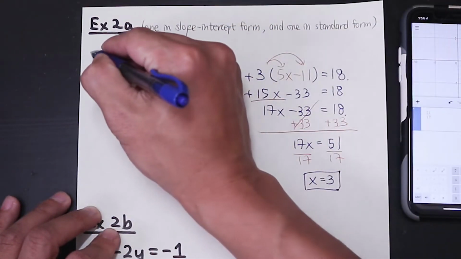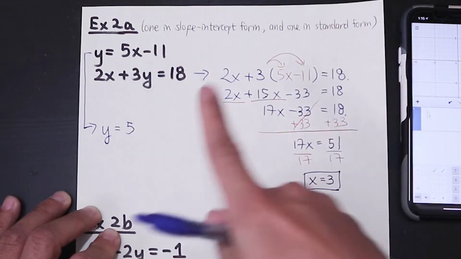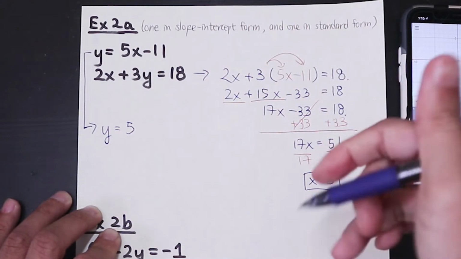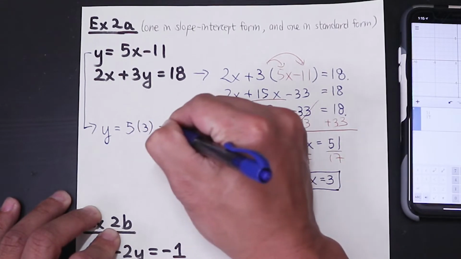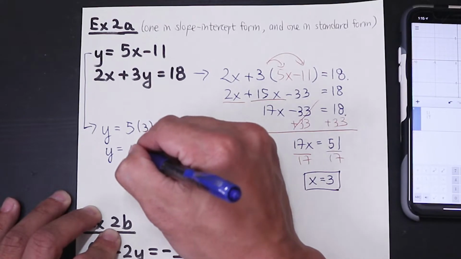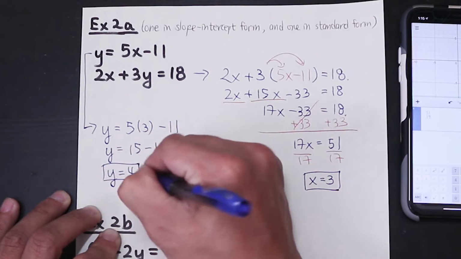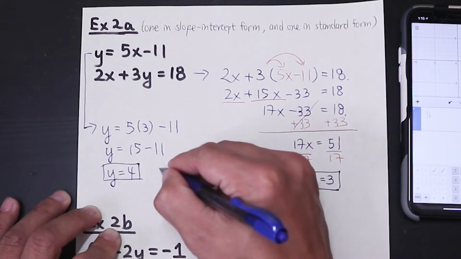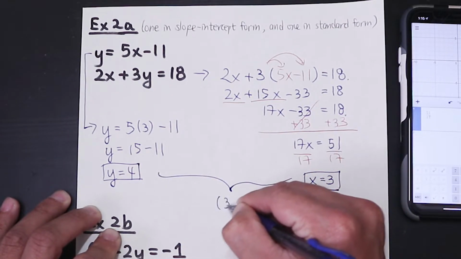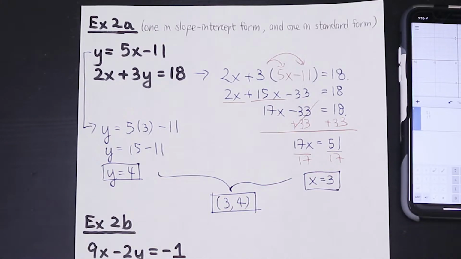So you're going to rewrite the first equation. You're going to put y is equal to 5, and then instead of x, you replace the answer that you got, 5 times 3 minus 11, and then use order of operations. So 5 times 3 is 15. 15 minus 11 is y equals 4. So that means your final answer, these two combined together, will be 3, 4. And that's the answer to the system of equations.